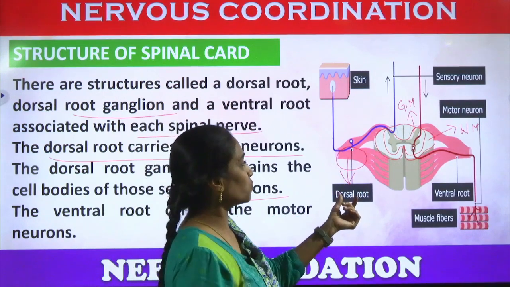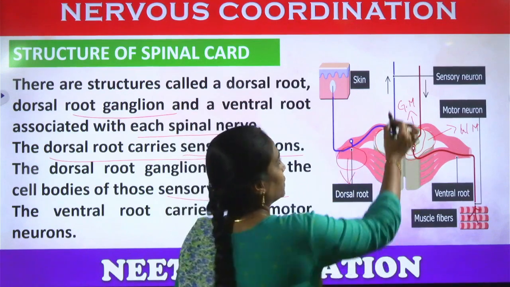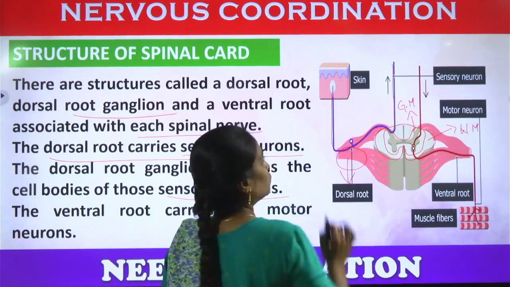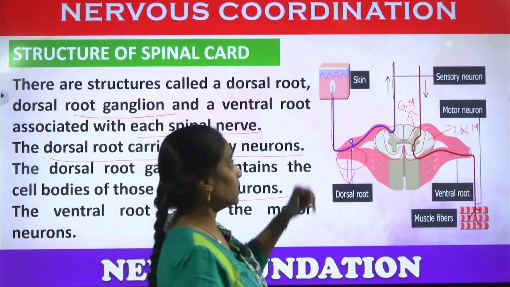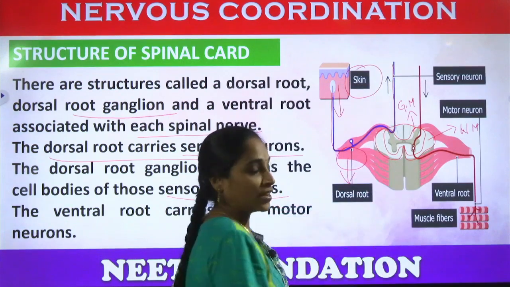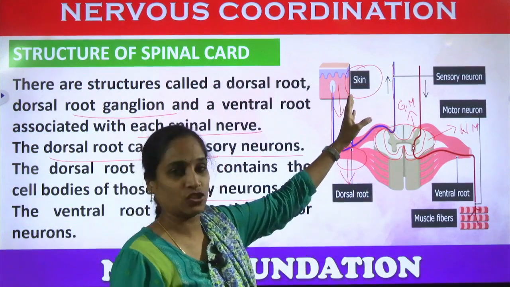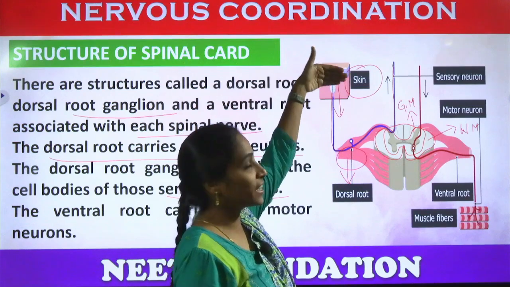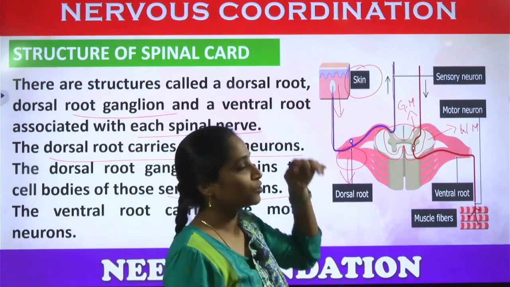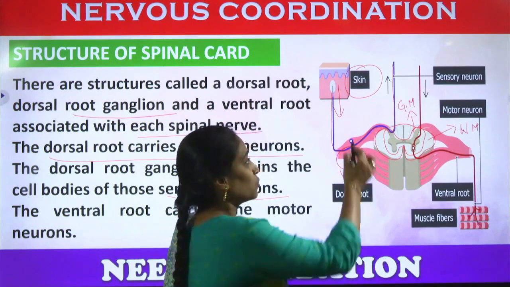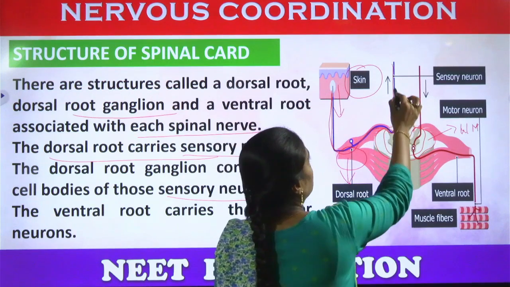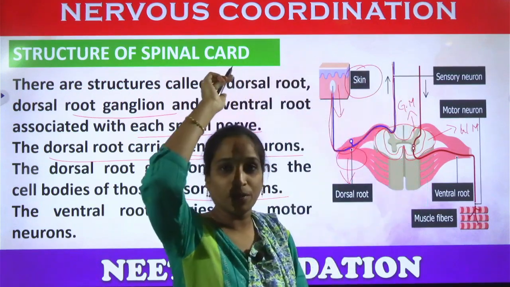This dorsal root contains a type of neuron called the sensory neuron, which receives the message from the sense organs. The skin is one of the sense organs, attached with receptor cells. These receptor cells are also called sensory neurons. The message moves towards the dorsal root, and from there towards the brain.